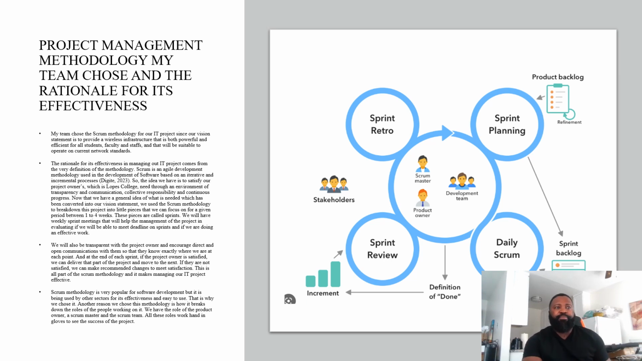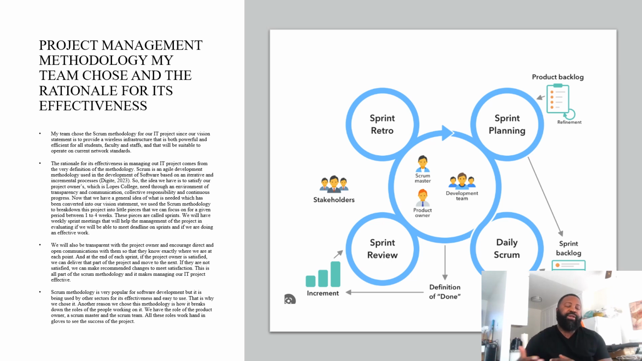These meetings will help the management of the project in evaluating if we will be able to meet deadlines on sprints and if we are doing effective work, because it's not only about meeting deadlines, but it's also about doing effective work. We will also be transparent with the project owner and encourage direct and open communication with them so that they know exactly where we are at each point.